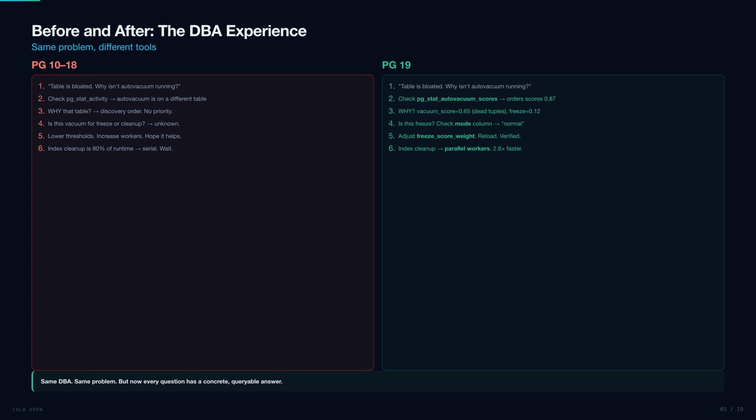PG19, table is bloated. Check pg_stat_autovacuum_scores. Orders scores 0.87. Why? Vacuum_score 0.65, dead tuples. Is it freeze? Check mode column, normal. Adjust freeze_score_weight. Reload. Verified. Index cleanup slow? Parallel workers. Measured speedup. Same problem. But now every question has a concrete, queryable answer.